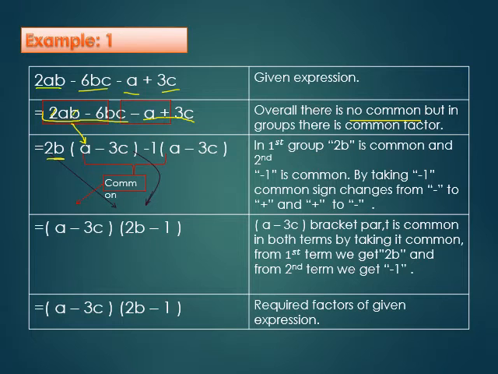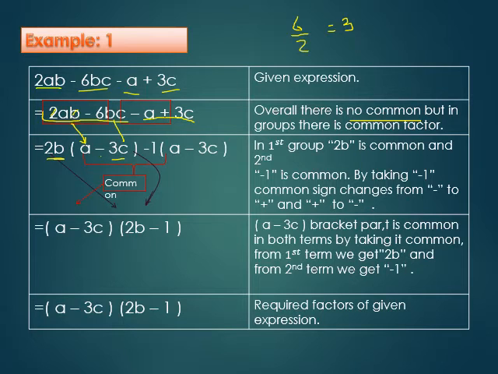So after taking 2b common from the first term, that is 2ab, we get a, because 2b is common, minus the second term 6bc. If we take 2b common, it means that we divide this 6 by 2. So after taking common 2, we get 3 and 3c. B is common.